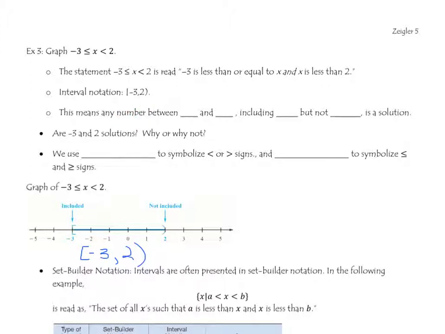So this means that any number between negative 3 and 2, including negative 3 but not 2, is a solution. Are negative 3 and 2 solutions? Well, negative 3 is, but 2 is not, because of this less than sign that does not have an equal component. We use parentheses to symbolize less than or greater than signs, and brackets to symbolize less than or equal to or greater than or equal to signs.